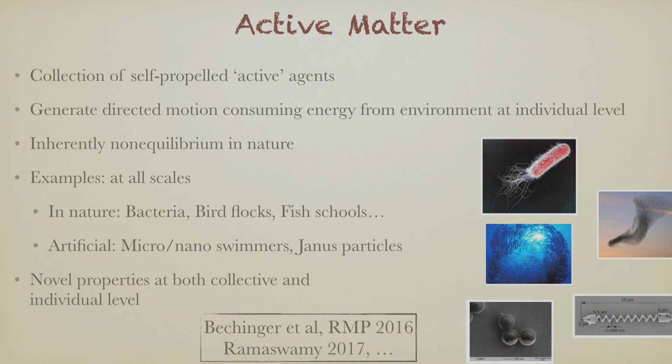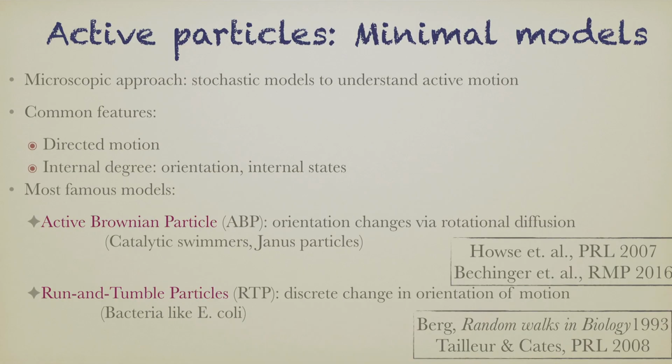Okay. So yeah, this is the usual active matter introduction. Active matter refers to a collection of self-propelled or active agents, each of which has its own engine. It can take energy at an individual level and convert it to directed motion. And because of this, they are inherently non-equilibrium in nature. Examples can be found at all scales, starting from bacteria to bird flocks, and even in labs like micro-nanoswimmers or Janus particles of various kinds. And the interesting thing is that these particles show novel properties not only at the collective level but also at the individual level. So here I am going to talk about individual active particles.